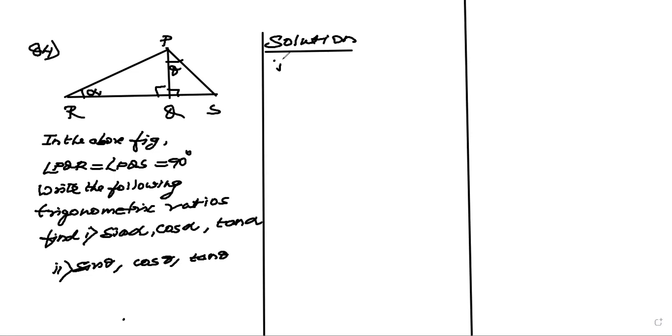Okay, so the first one we are doing, children, in right angled triangle PQR. Now, why did I select PQR? You can see here, angle R is an angle of triangle PRS also.